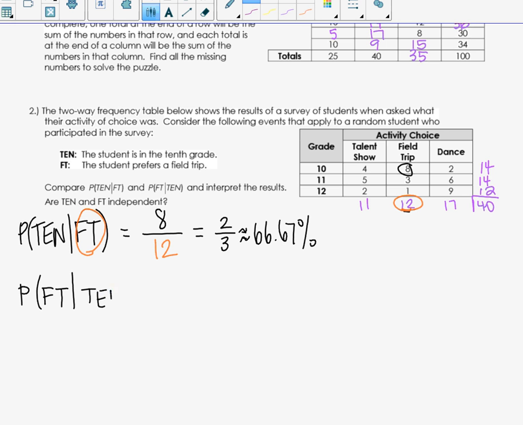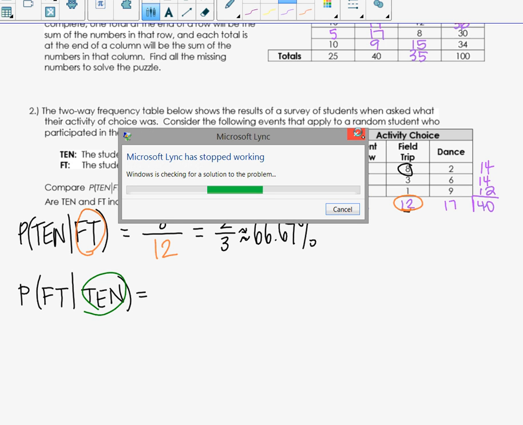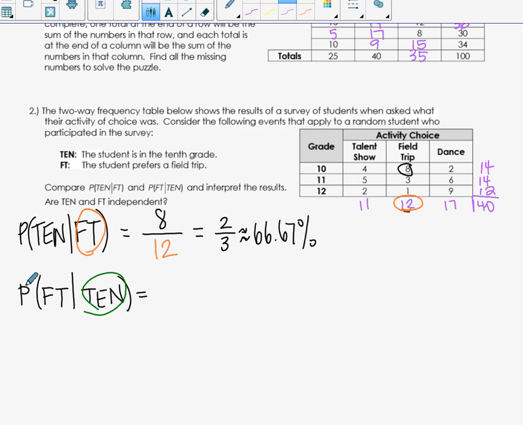Okay. Now, if you flip it, you have the probability of a student liking a field trip given they were in 10th grade. So that's saying, like, you can think of that as I pulled somebody out of the group of students, they are a 10th grader, what's now the probability that they like field trips. So now my sample space is the 10th graders. Well, that is 14.